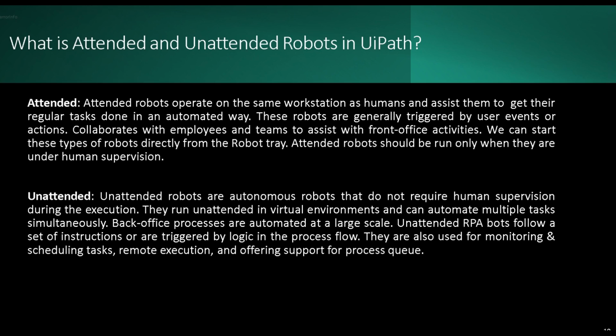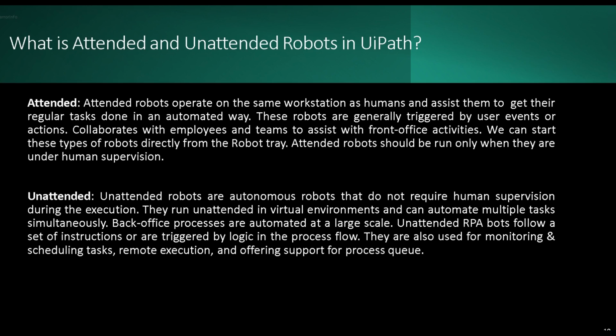What is unattended? Unattended robots are autonomous robots that do not require human supervision during the execution. They run unattended in virtual environments and can automate multiple tasks simultaneously. Back office processes are automated at a large scale. Unattended RPA bots follow a set of instructions or are triggered by logic in the process flow. They are also used for monitoring and scheduling tasks, remote execution, and offering support for process queues.